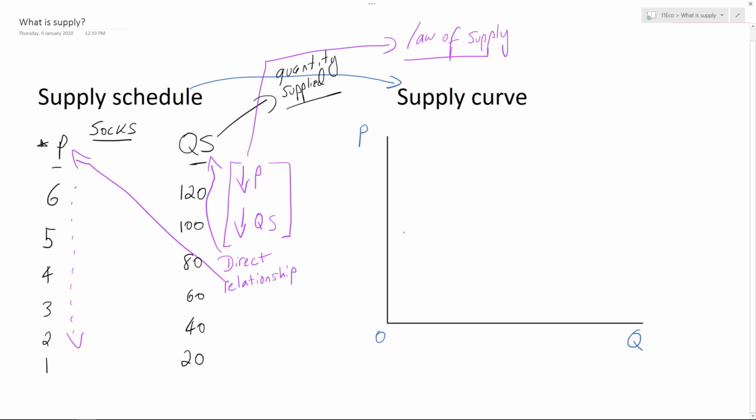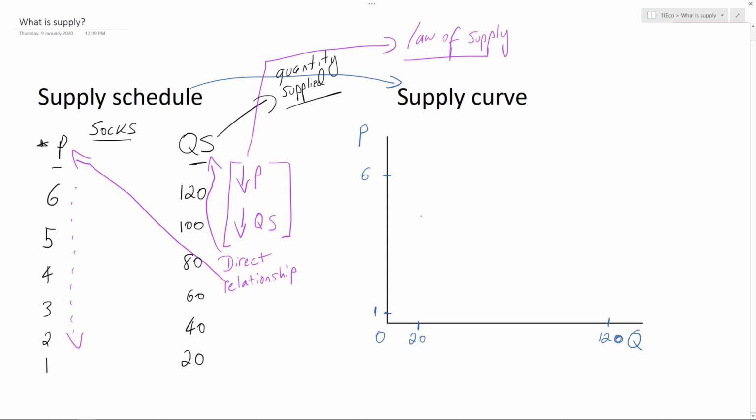So let's start at the top, right? Let's say the price is 6. Let's say that around here, this is $6. At $6, quantity supplied is 120. So those are those two points. It kind of looks like 6, 120, right? And then if we go all the way to the other end, let's say that when the price is at $1, the firm is only willing to produce 20 pairs of socks.